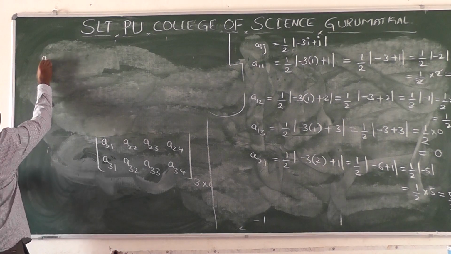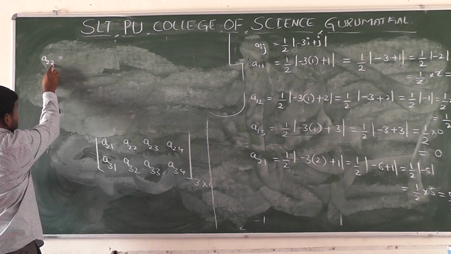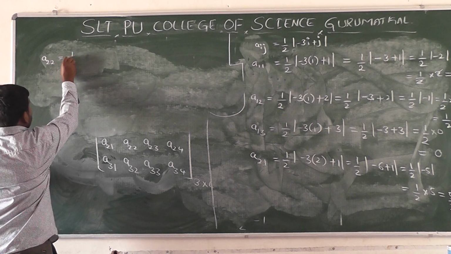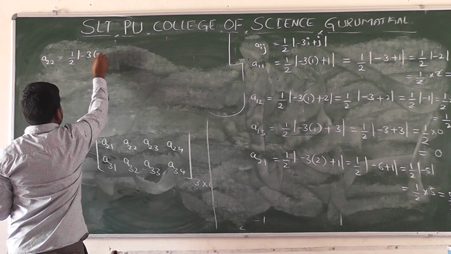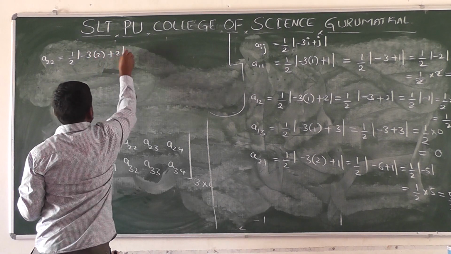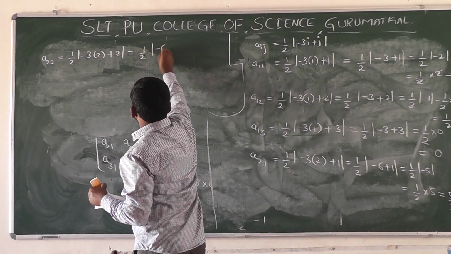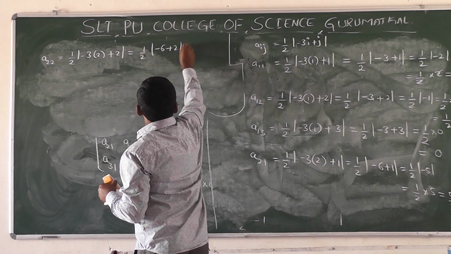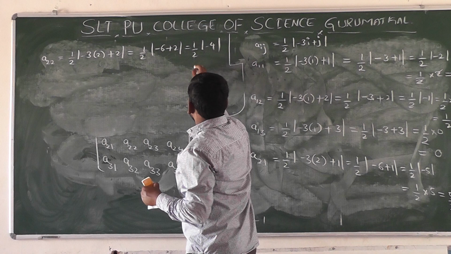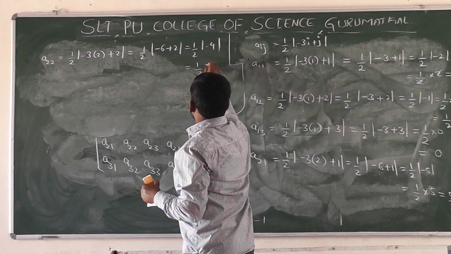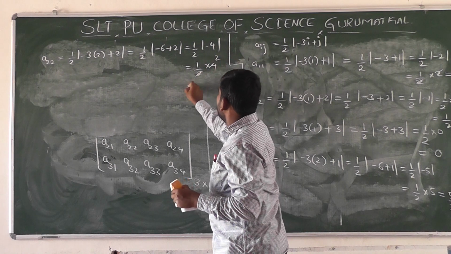Next, A22, second row, second column. Here in place of i we have to substitute 2, and in place of j we also have to substitute 2. 1 by 2 modulus of minus 3, i is nothing but 2, plus j is also 2. Minus 6 plus 2. 1 by 2 modulus of minus 6 plus 2, how much here? Minus 4. 1 by 2 into modulus of minus 4 is nothing but 4. 2 ones are 2, 2 twos are 4. Alright? 1 into 2.